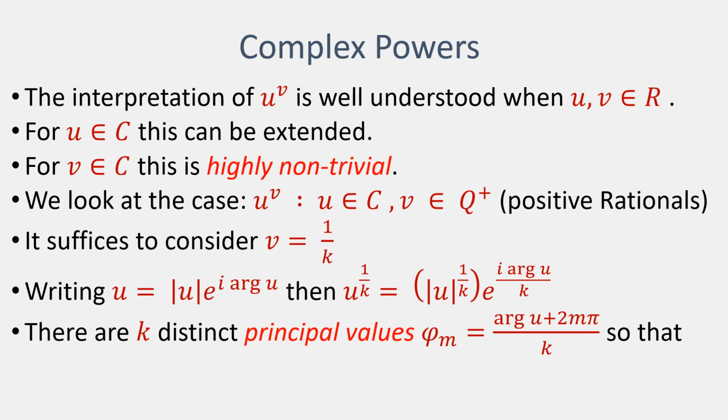And what that tells us is that if we take any complex number, there are k distinct what are called principal values for the roots of that complex number, for the kth roots of that complex number. And those are all given by this expression here. So if we look at any term of this form, we raise that to the power k, then we recover our original complex number as a result.